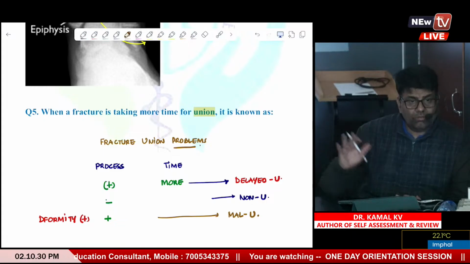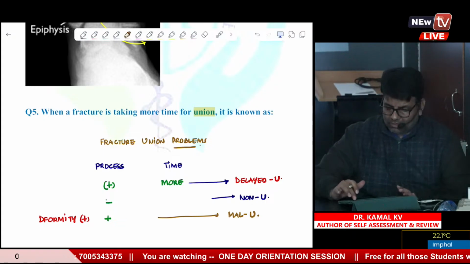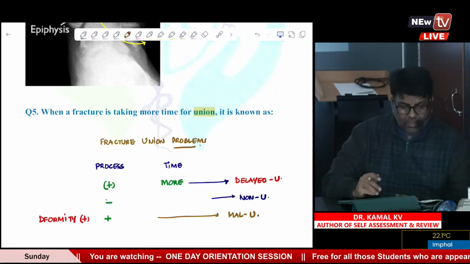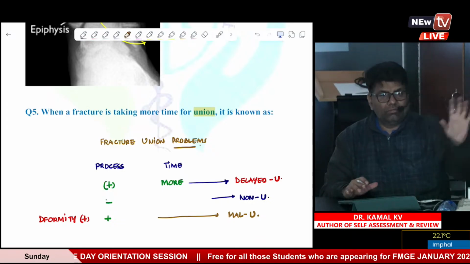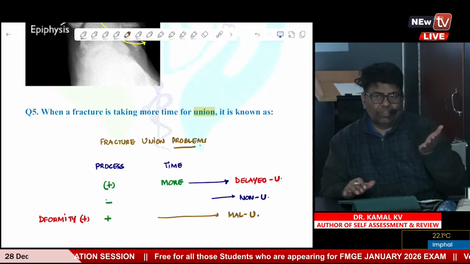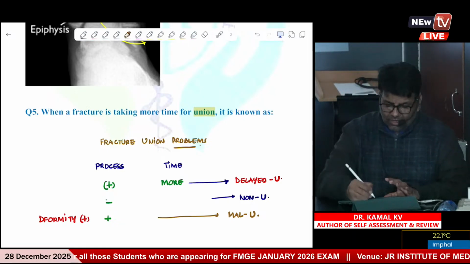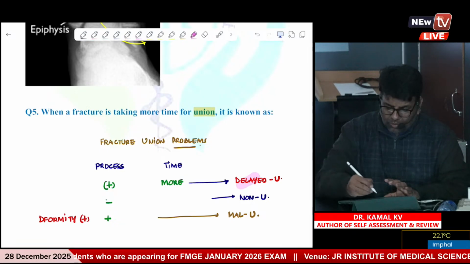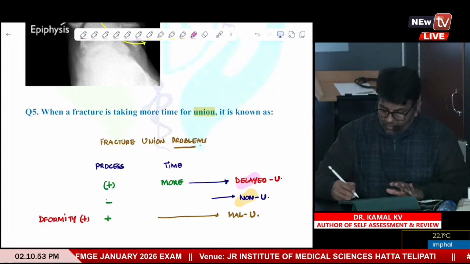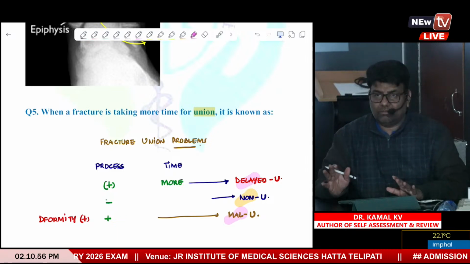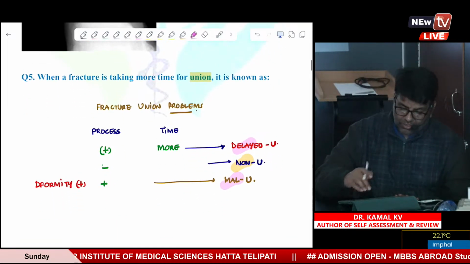If there is no process of union and the fragments are moving up and down, this is non-union. If there is no movement, the process is going on but is taking more than usual time, like suppose we say 3 to 4 months, it is taking 7 to 8 months, then that is delayed union. So delayed means taking more time, non-union means the process is not going at all, malunion means the fracture area has joined, now it is in a wrong position.